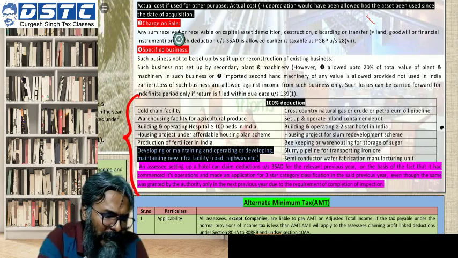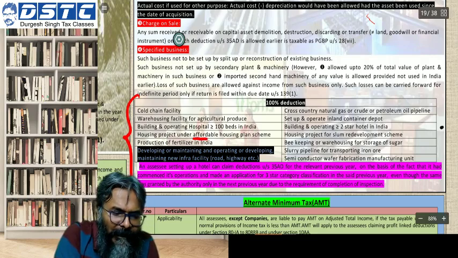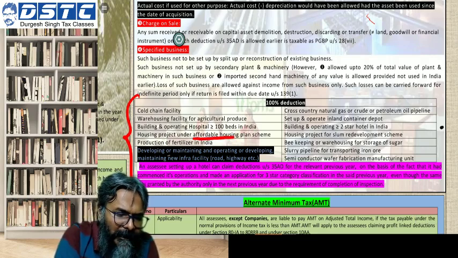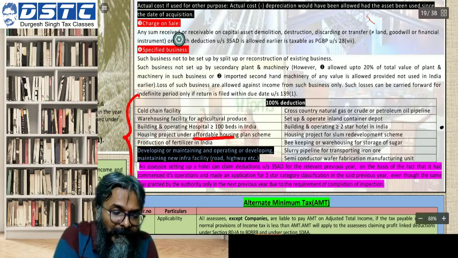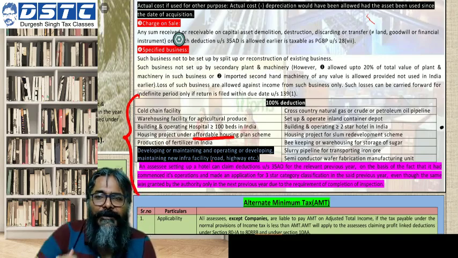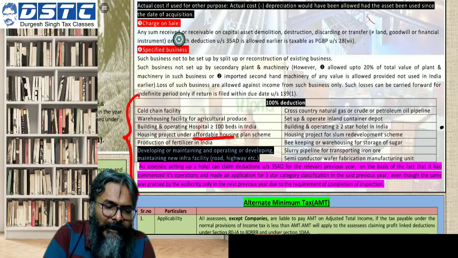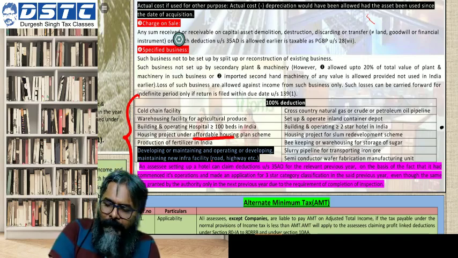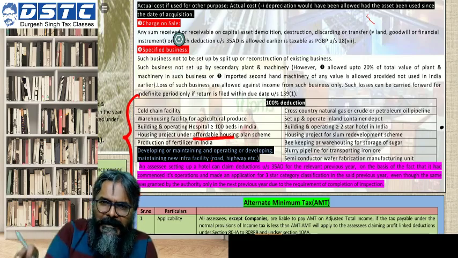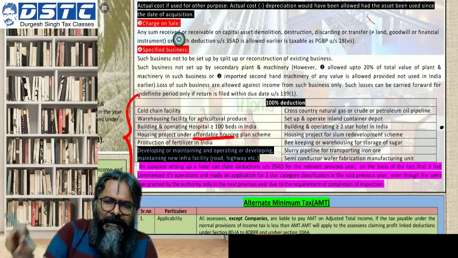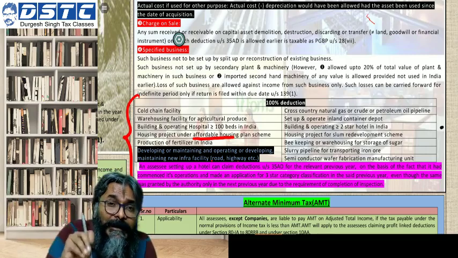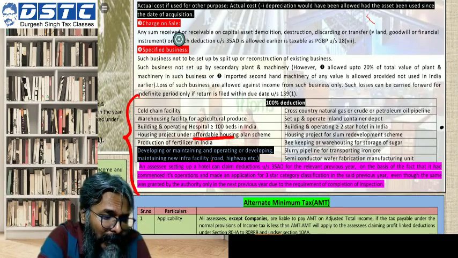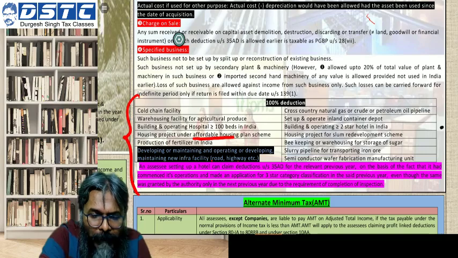So first is the list of the specified business. Affordable housing scheme, production of fertilizers in India, developing or maintaining and operating new infrastructure facilities like roads, highways, etc. If I as an entity am engaged in developing and maintaining roads and highways in India, that is my business. So in that case my business would be considered an eligible business, and in respect of it, whatever eligible capital expenditure I incur, I will get, as per 35AD, a full deduction of that capital expenditure. Cross country natural gas or crude or petroleum oil pipeline set up and operation, of inland, all these are examples.